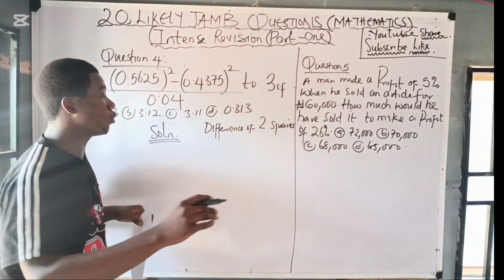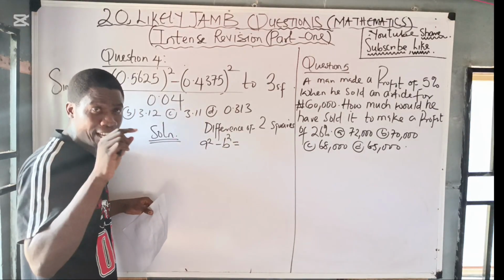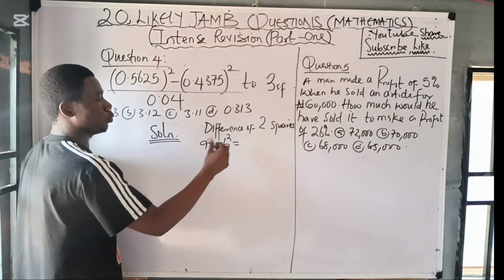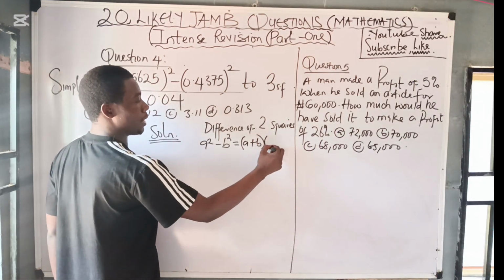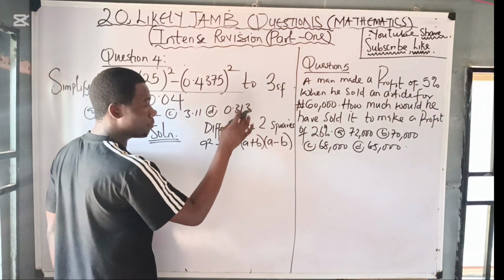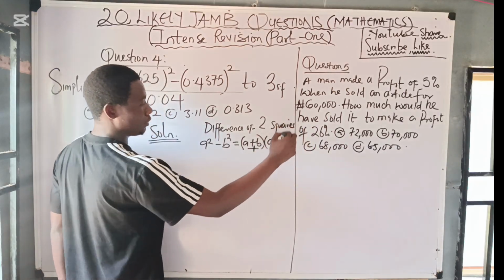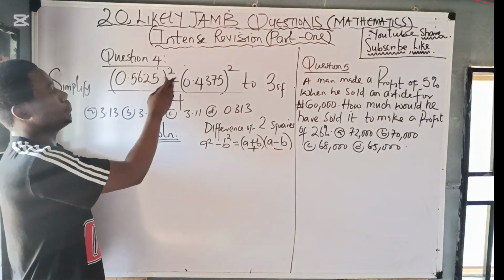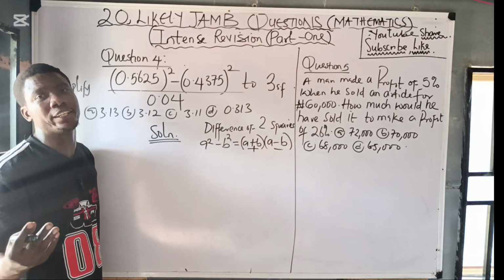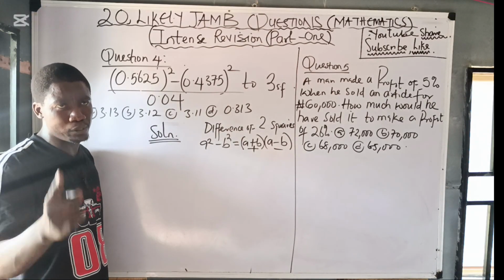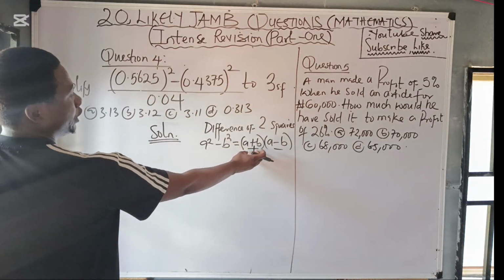According to difference of two squares, if I have a square minus b square, it will give us a plus b in one bracket. Then in the other bracket, you have a minus b. So one bracket carries plus, one carries what? Minus. So that means if I have this minus this squared, I can apply the principle of difference of two squares. And if I apply the principle, it means I will combine this with plus in the first bracket.